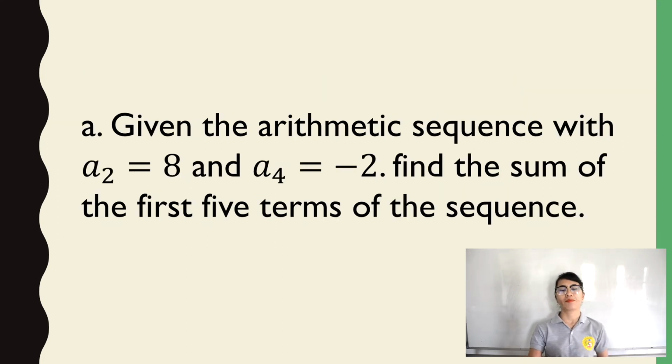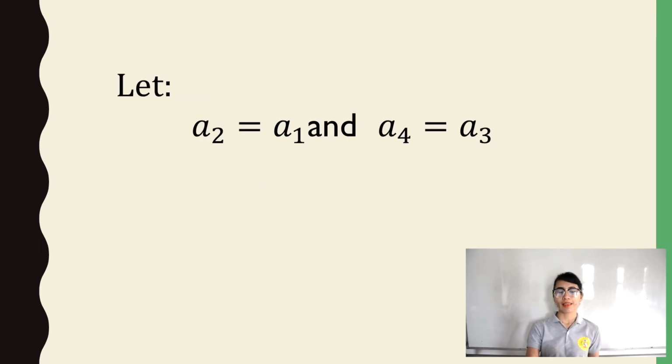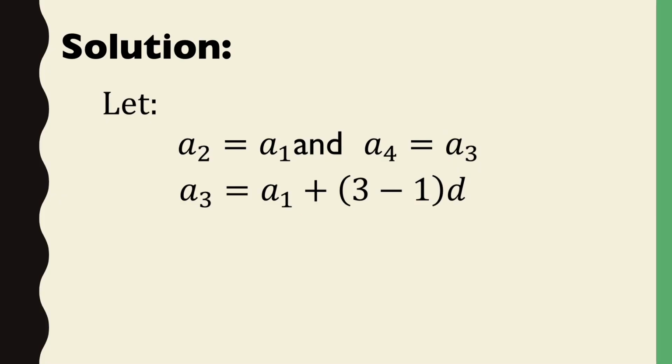Here's some examples. Letter A: given the arithmetic sequence with a sub 2 is equal to 8 and a sub 4 is equal to negative 2, find the sum of the first 5 terms of the sequence. For the solution, the unknown parts are a sub 1 and d, which is the common difference. So, let a sub 2 be the first term and a sub 4 be the third term. Using a sub n is equal to a sub 1 plus n minus 1 times d, let's substitute the given values.